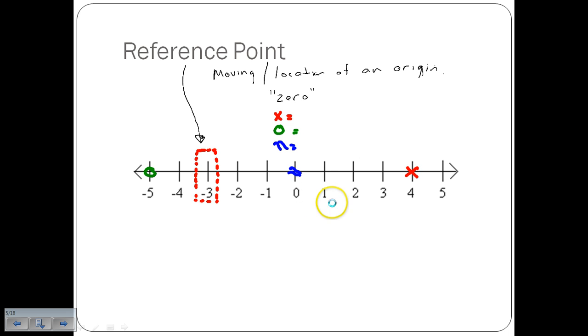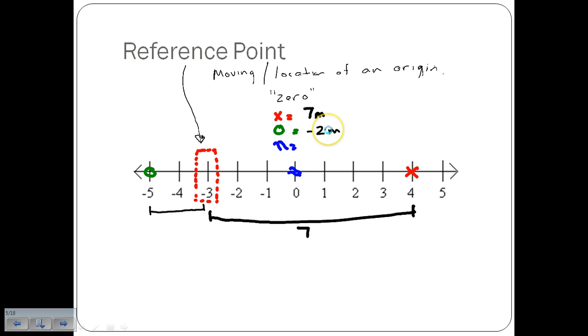What you should see is that this was at 4. We moved our reference point to 3, so now the distance in between them, or the number of spaces between them, is 7. So according to this reference point, I now have 7 meters in between. The green circle is now 2 to the left instead of being 5 to the left, so now this is -2 meters.